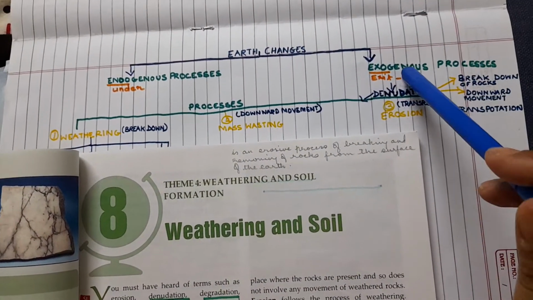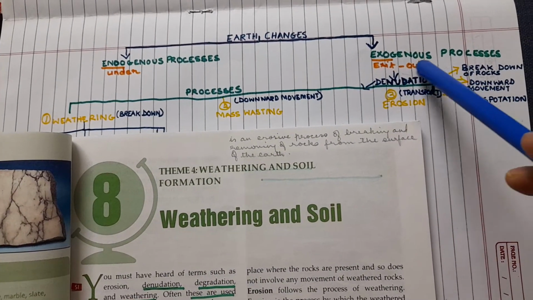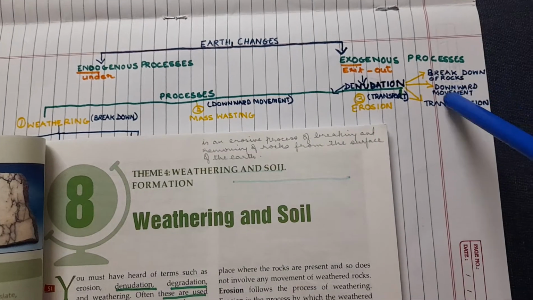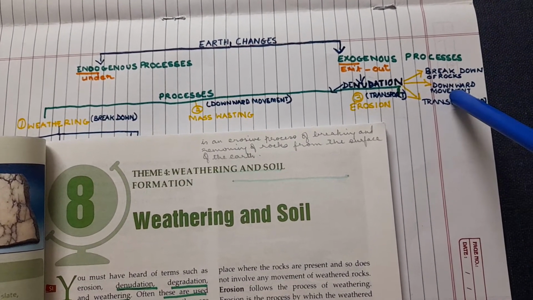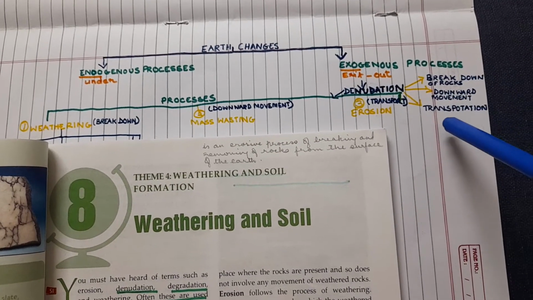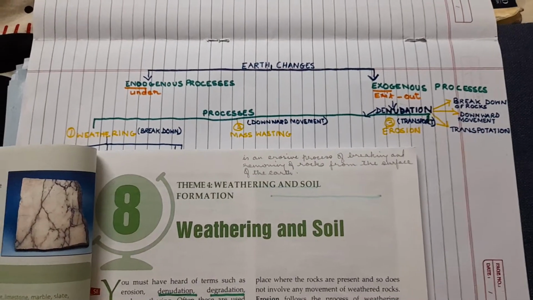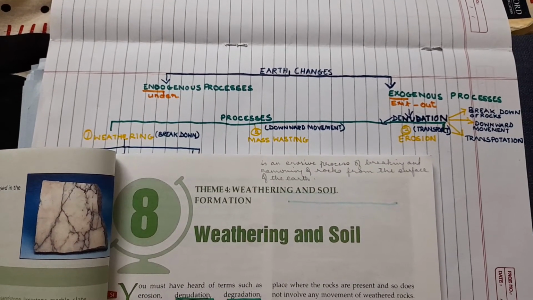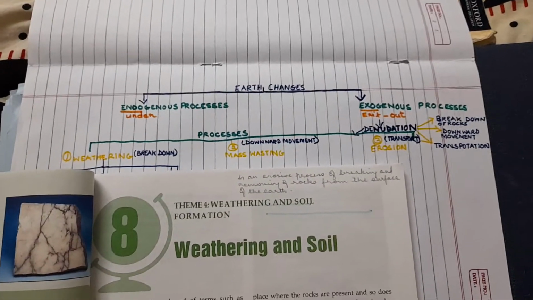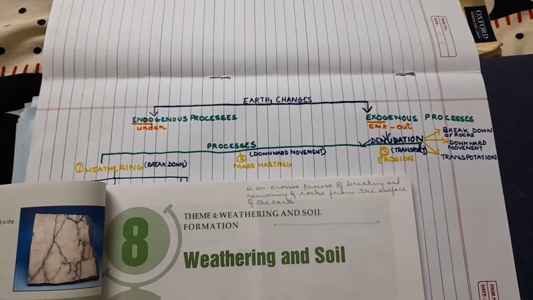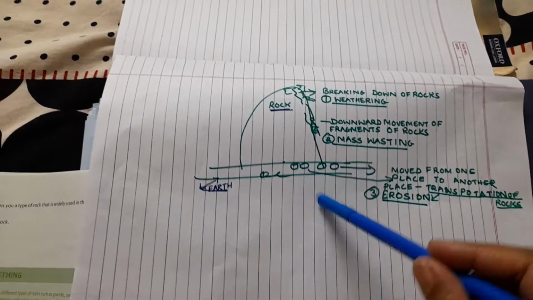And under exogenous, we have the process called denudation, which has three aspects: breaking down of rocks, downward movement of rocks, and transportation of rocks. Now let us understand this a little better with a diagram. Well, I am not an artist like you all, but still I have tried to make a little bit of drawing which will help you understand.